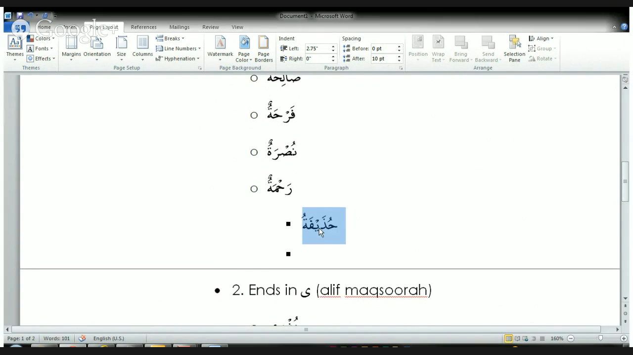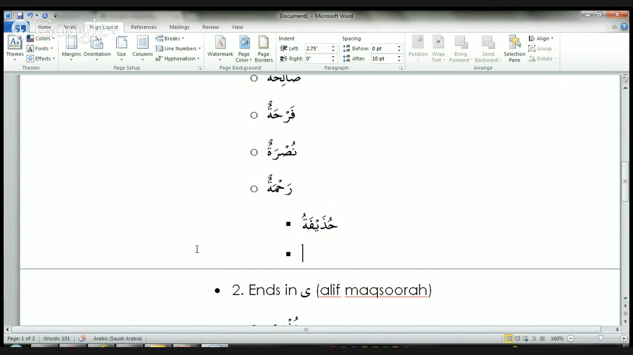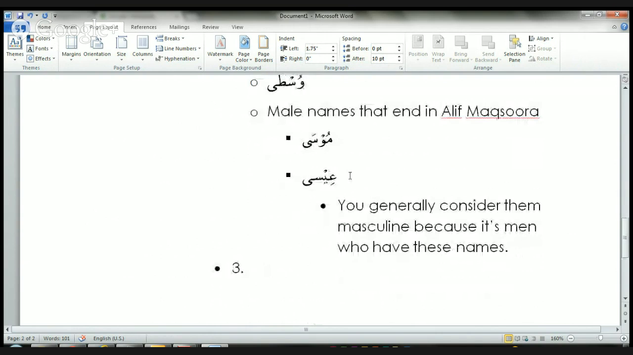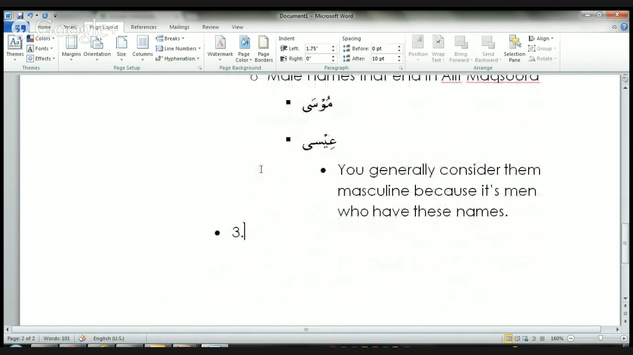So those names are considered what? Grammatically, they're seen as feminine, but they're considered masculine just because it's a masculine name. And the same rule is going to apply for female names. We're going to go over it today. So Musa, Isa, etc. That's the third category. No, that's the second category, sorry. Third category is names that end in alif mamduda, which is this thing.